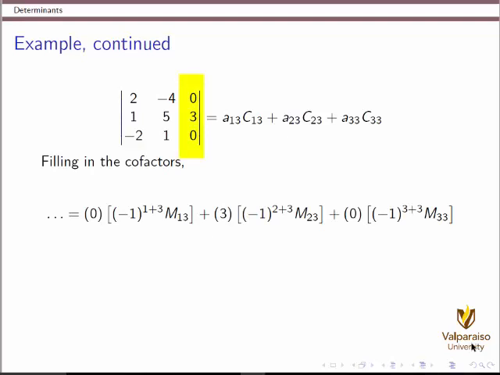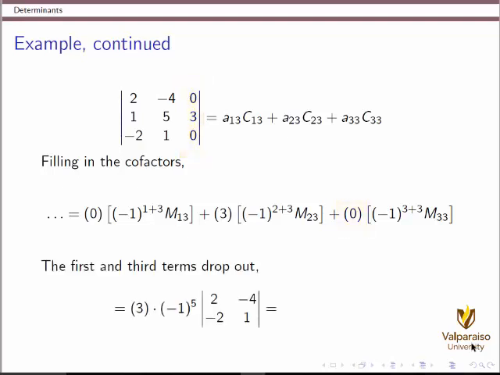So minus 1 to the 1 plus 3 times the 1,3 minor determinant times 0. And then go to the 3 in that third column. Take that 3, multiply it by its cofactor, which is that 2 by 2 minor determinant when we erase the 3's row and column, times the proper sign of negative 1, and so on. Now the first and the third terms are multiplied by 0 because those are the entries themselves, so we're not even going to write them down anymore.